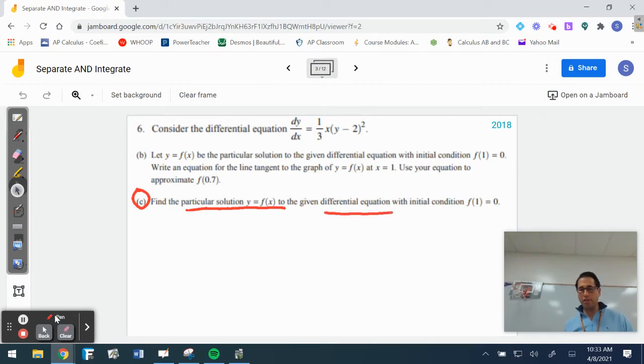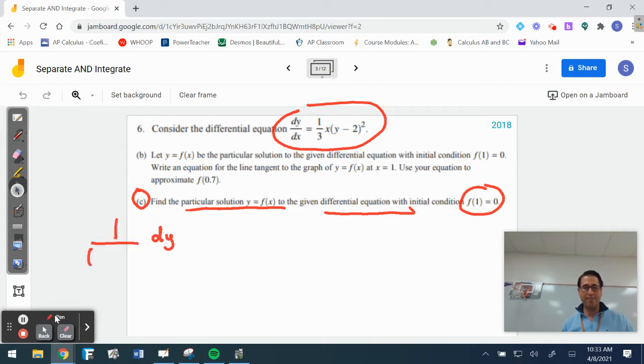Using the differential equation above, this is the separate and integrate, given my initial condition. Okay, so how do we do it? Well, we all know step one is we separate. The way I separate this is I've got to divide out this y minus 2 on both sides.